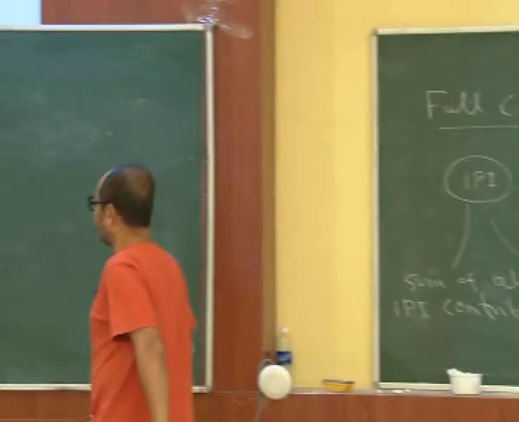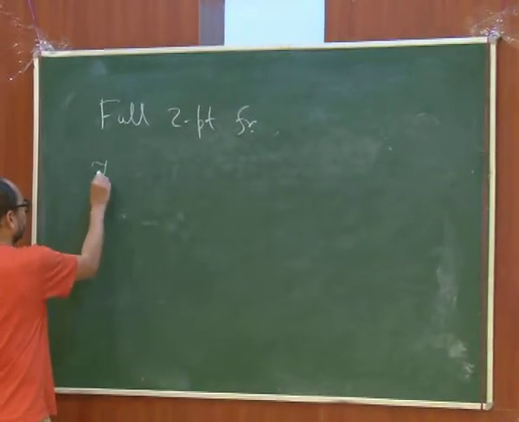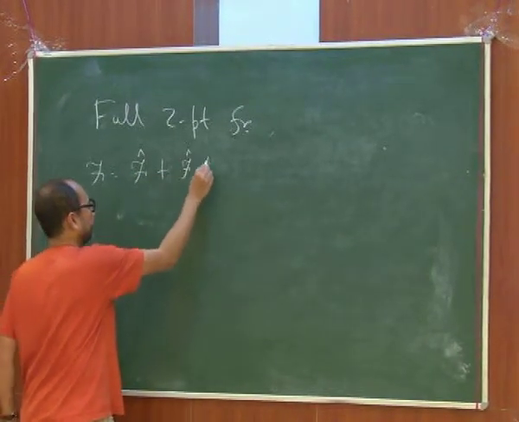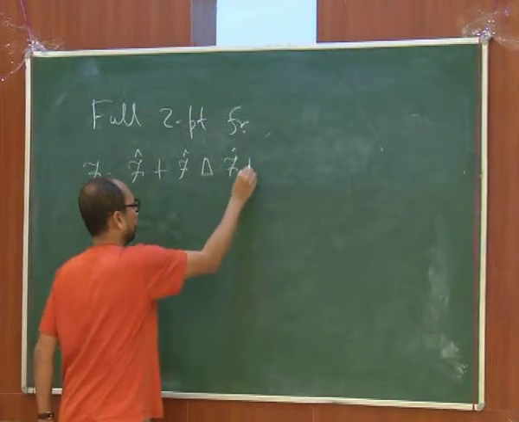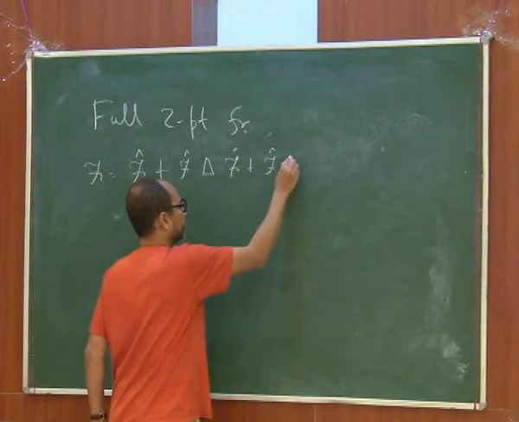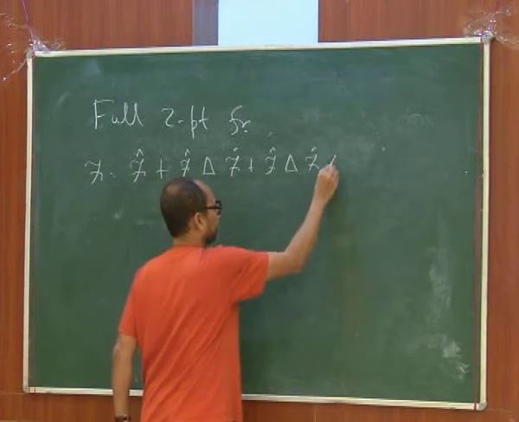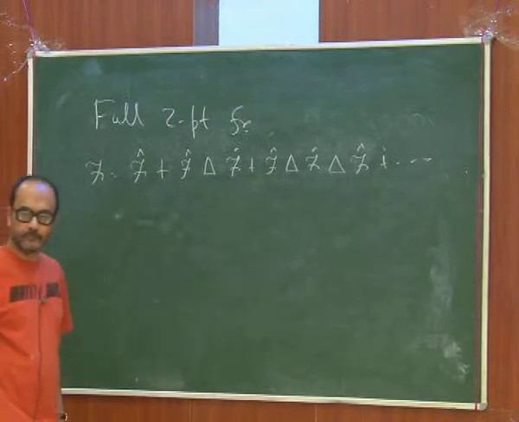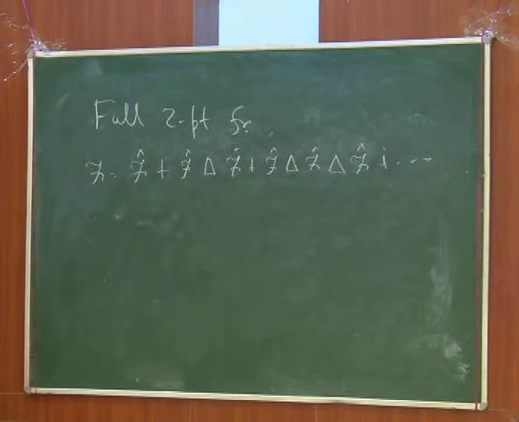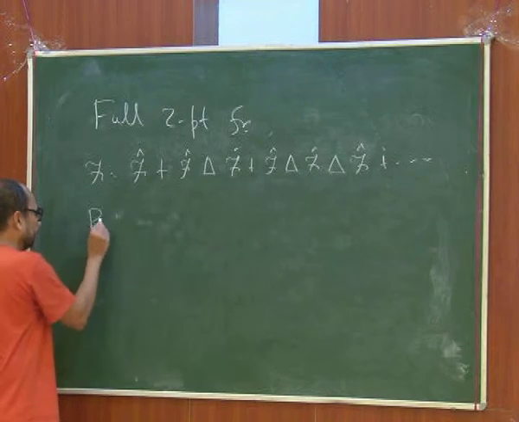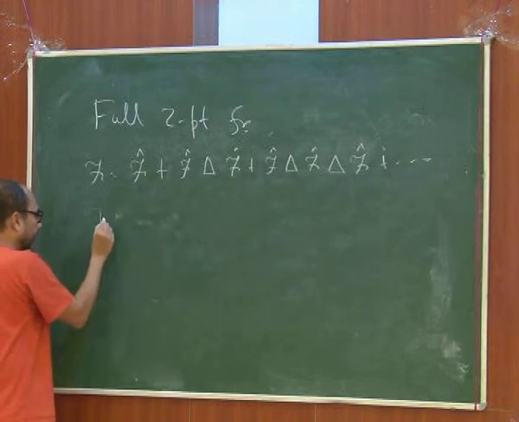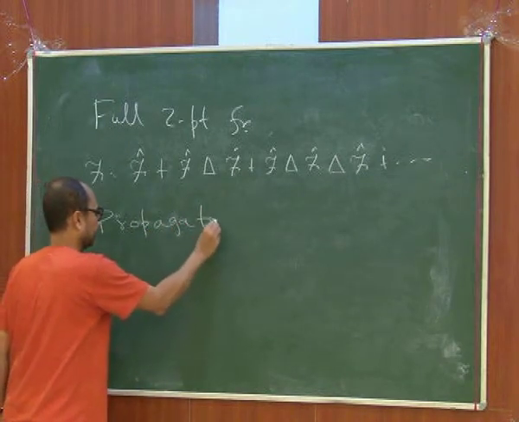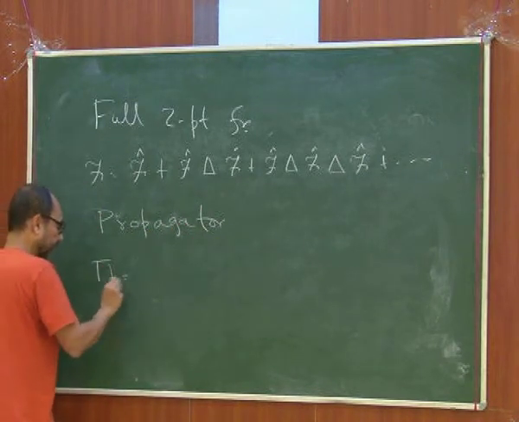Okay, so the full 2-point function is given by the following. Let's call this f. This is f hat plus f hat delta f hat plus f hat delta f hat delta f hat plus, etc. And the full propagator. Okay, now we come to the propagator, Pi. So, what is Pi?